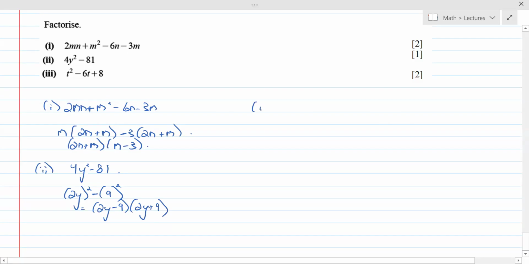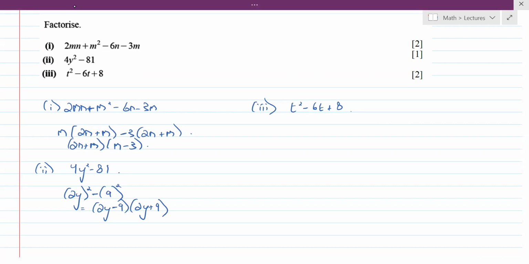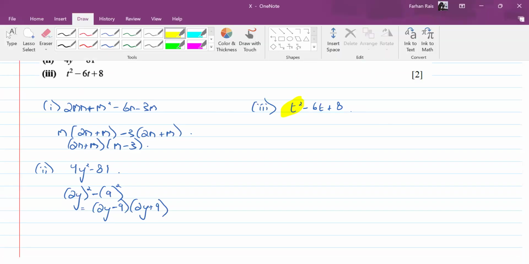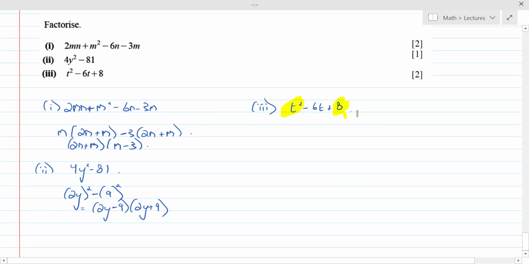Third part, t square minus 6t plus 8. Because of the three terms, we'll see if there is anything common here or not. For the three terms, we cannot see anything common here. So when there is nothing common, you look for the middle term break method for three terms. And for middle term break method, coefficient of the first term, it's a t square, coefficient is 1. And the constant term, which is 8.